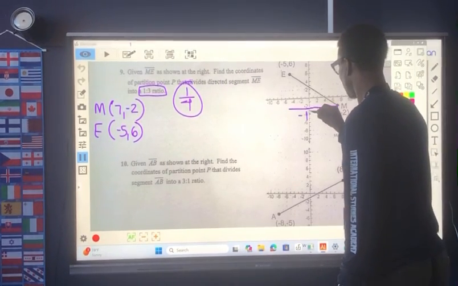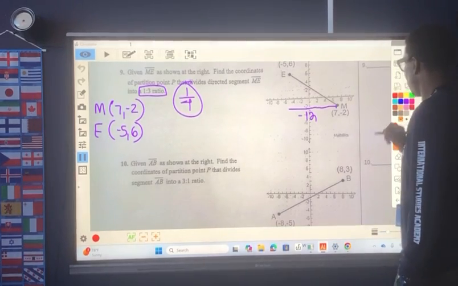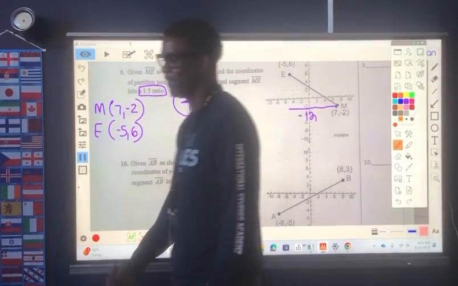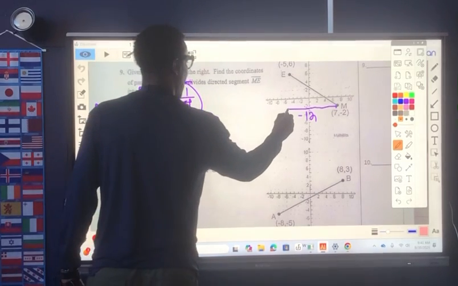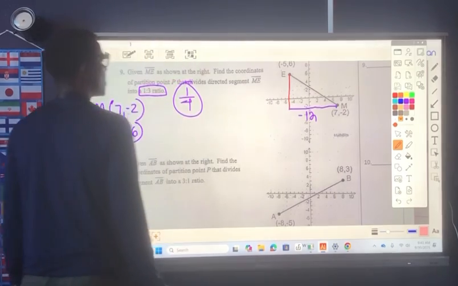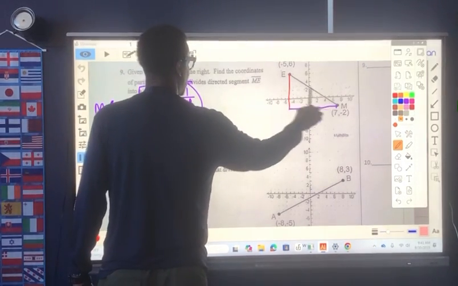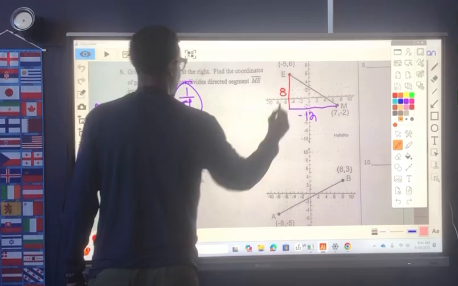-12. You gotta speak up, Haley. Then, okay, Haley, coming back to you. What's the distance on the y value? 8. Very good. -2 to 6 is a distance of 8.